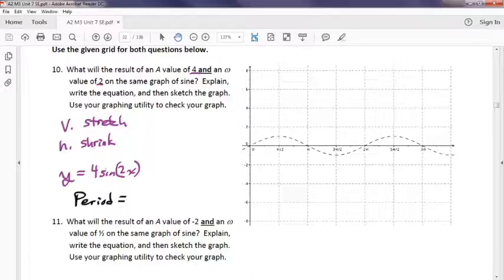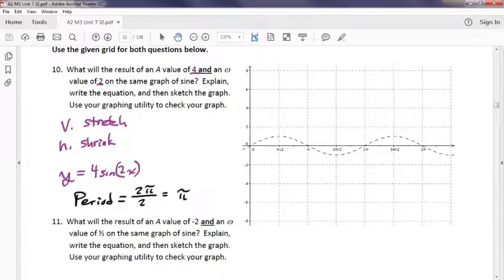Do you guys know what the regular period is? It says right here, 2 pi. So you take 2 pi, and then you divide it by the W. And what is W? 2. It's the omega. So what do I get? What's my period? Pi. Okay. So I'm going to use that to help me graph.